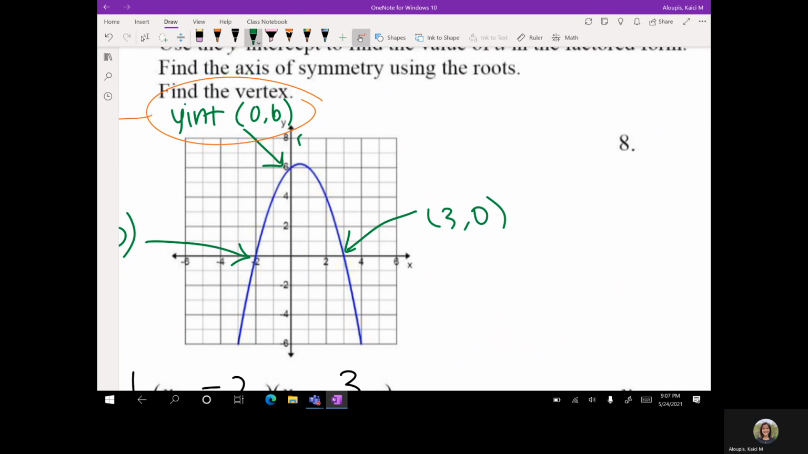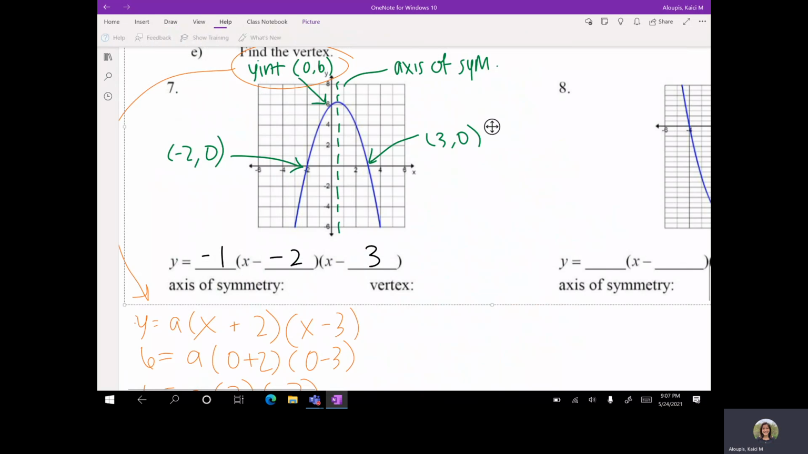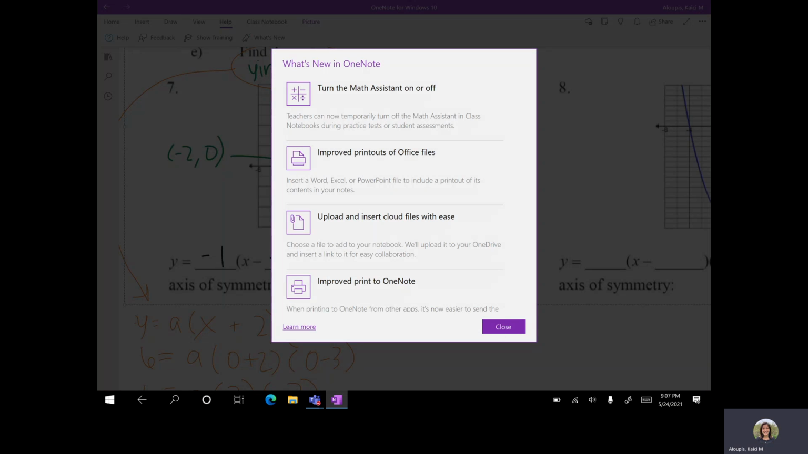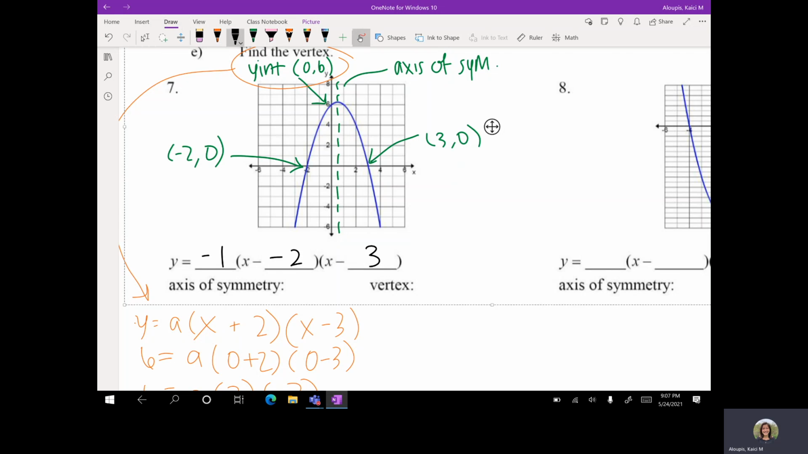Let me erase that. There's our axis of symmetry. Okay, that means our axis of symmetry is x equals 1/2, which is the same thing as 0.5. You can choose if you like decimals or fractions better, same thing.